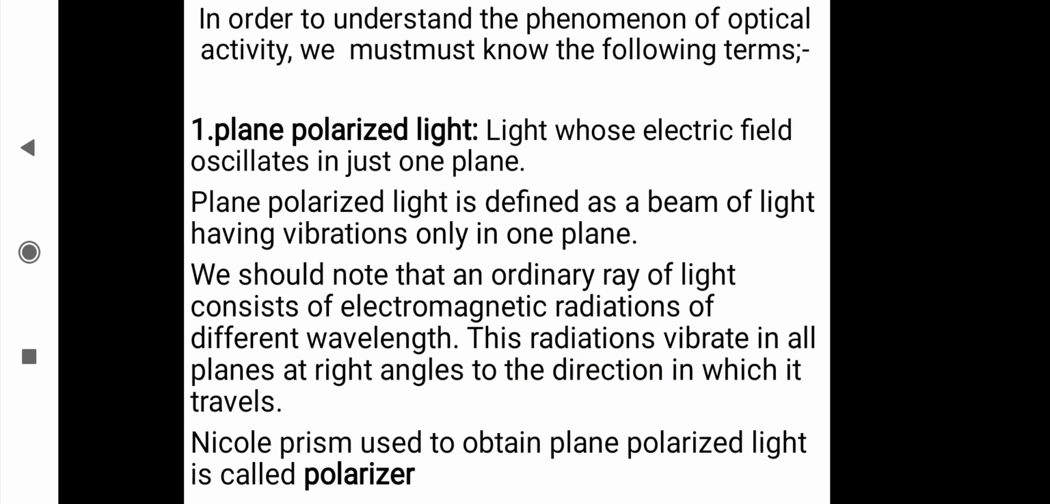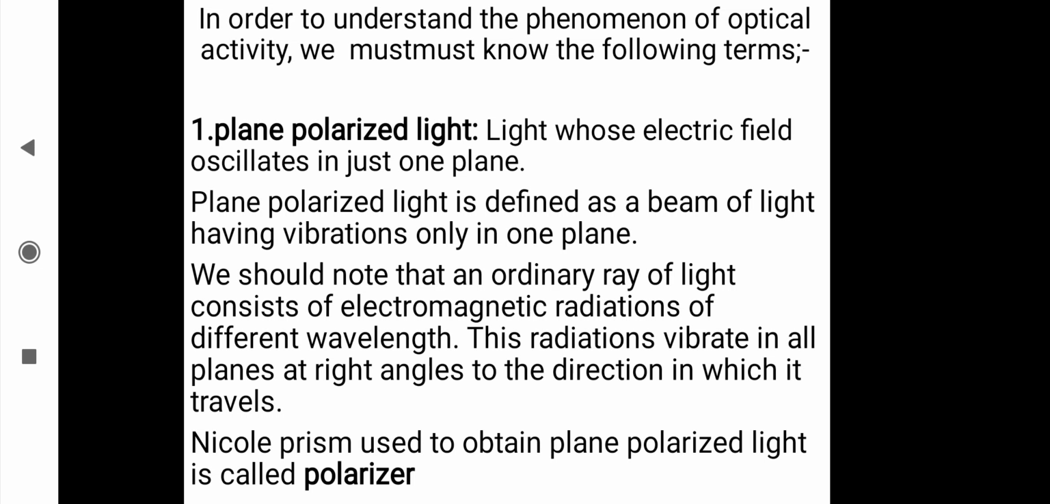In order for us to understand the phenomenon of optical activity, we must know the following terms, one of which is plane polarized light. Now, what is plane polarized light? We know that a normal ray of light has different wavelengths, and the radiation vibrates in different planes at right angles. So you cannot use ordinary light to know if something is optically active because it has different wavelengths and it vibrates in different directions.